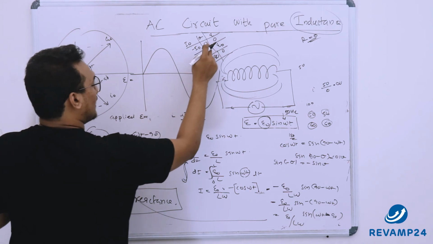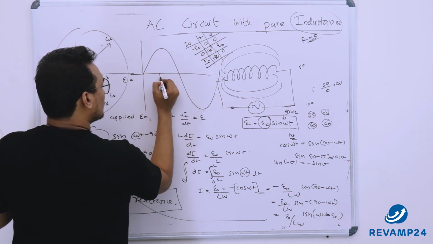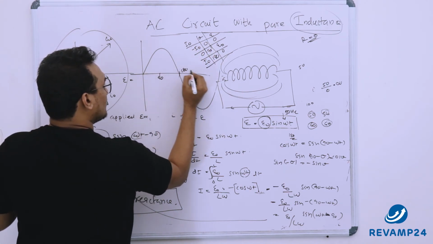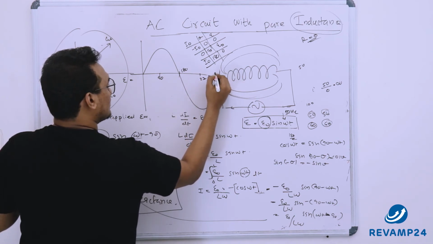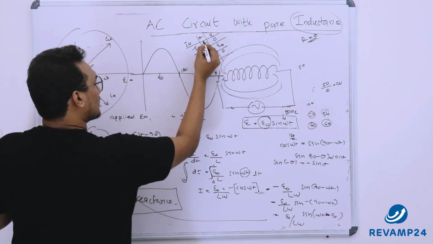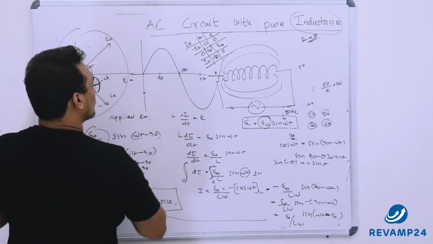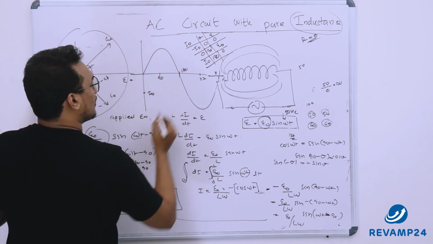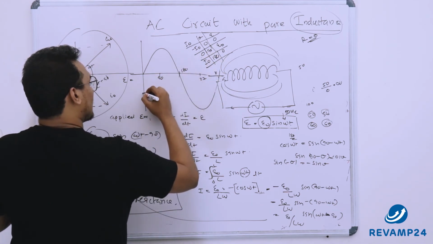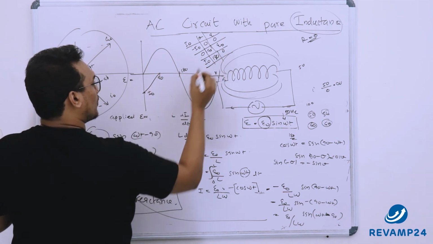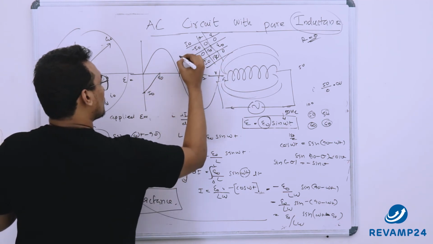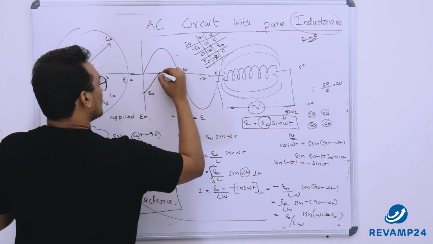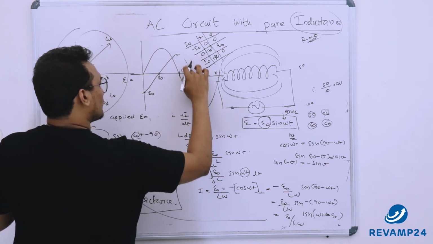Now see, at 0 angle, this is 0, this is 90, 180, 270 and 360. Now at 0 angle, current is minus I0. Now at 90, current is 0. Then at 180, current is I0, positive here. And this would be the graph.